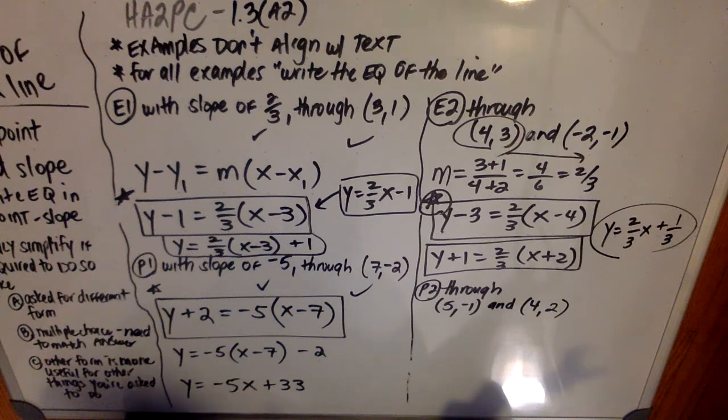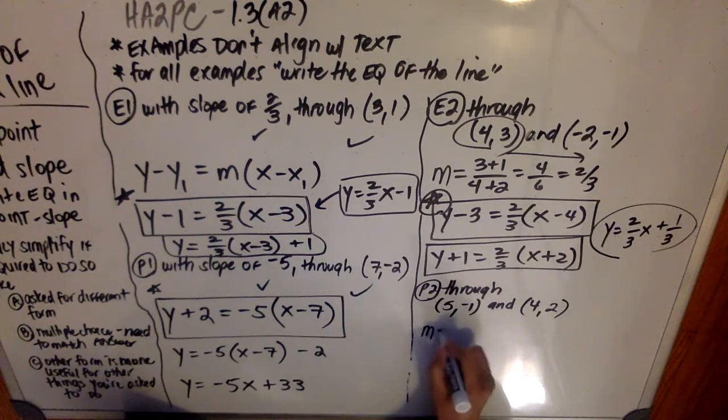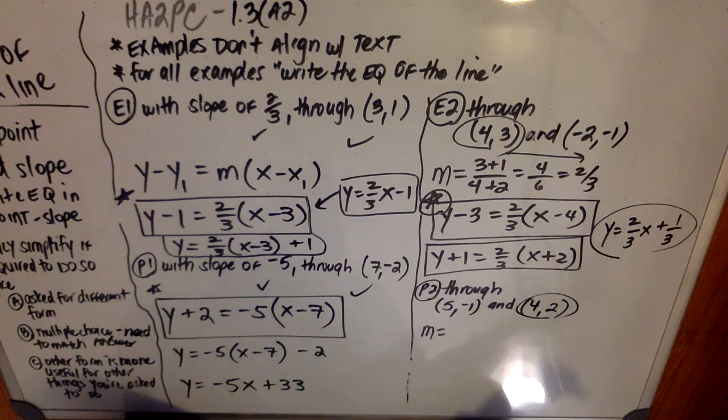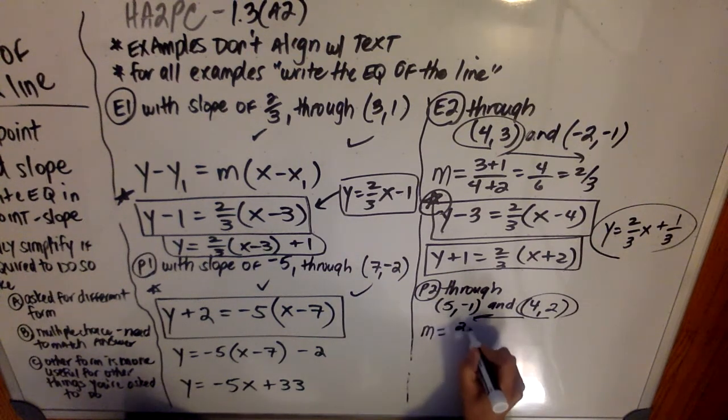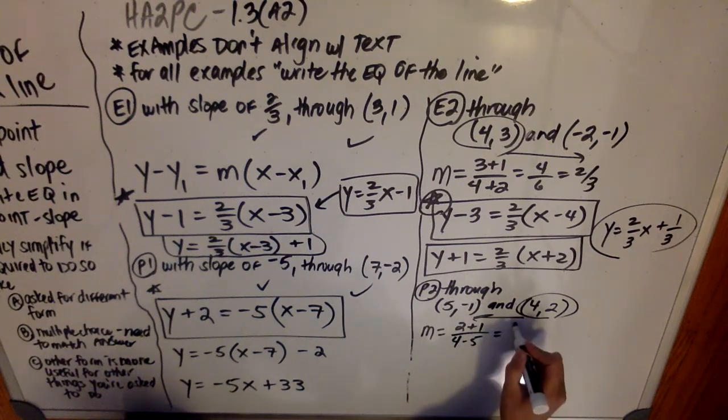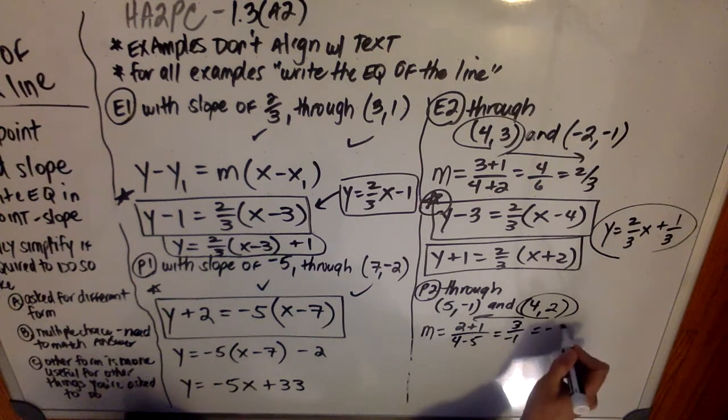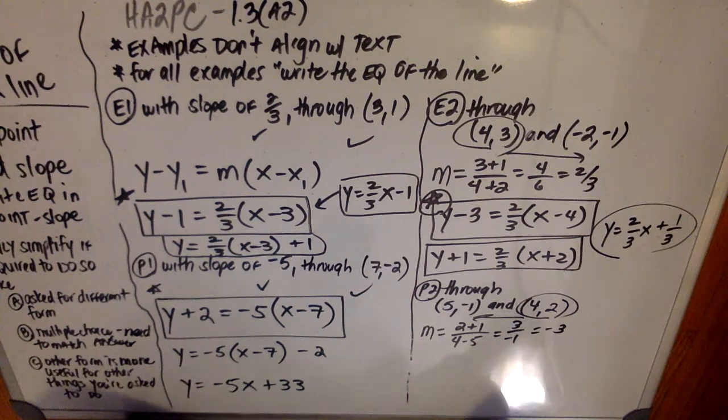Again, you can pause me if you want. P2 is the same question, but through the point 5, -1 and 4, 2. I'm going to go ahead and do it, but obviously pause me if you want to try it on your own first. So I'm going to pick this point because, again, I always pick the easier of the 2 points. And when I do my slope, I'm going to do 2 minus a -1, which would be 2 plus 1 over 4 minus 5. So I end up getting a 3 over -1. My slope is a -3.